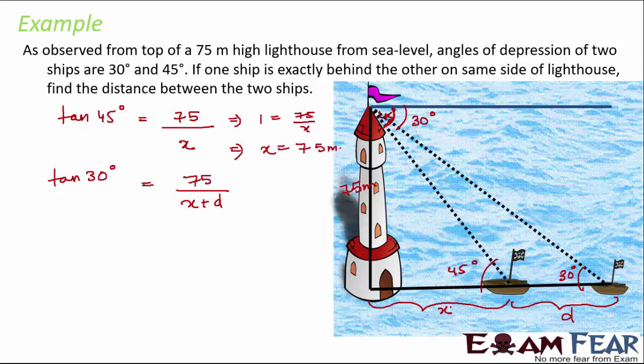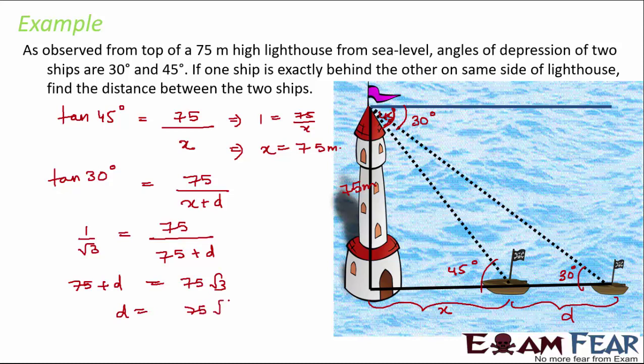So we got the value of x. Now in the second equation, tan 30 degrees is 1 by root 3. This is equal to 75 divided by x plus d, which is 75 plus d. So from this we can say 75 plus d is equal to 75 root 3, or d is equal to 75 root 3 minus 75, which is equal to 75 times (root 3 minus 1) meters. So that's the distance between the two ships.